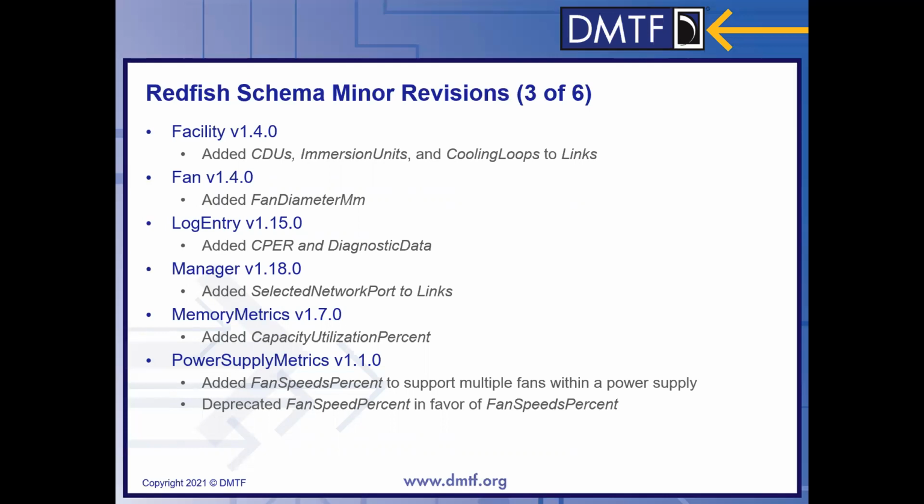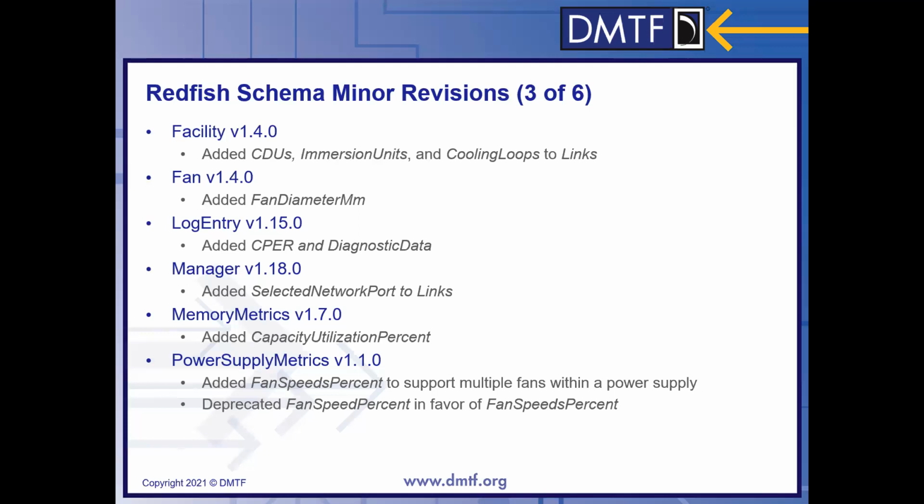Within manager, adding in a new selected network port link, so that way if you have a manager where you can configure which port is in use, you can use this property to show which physical port is assigned to a particular interface on the manager. In-memory metrics added in capacity utilization percent.